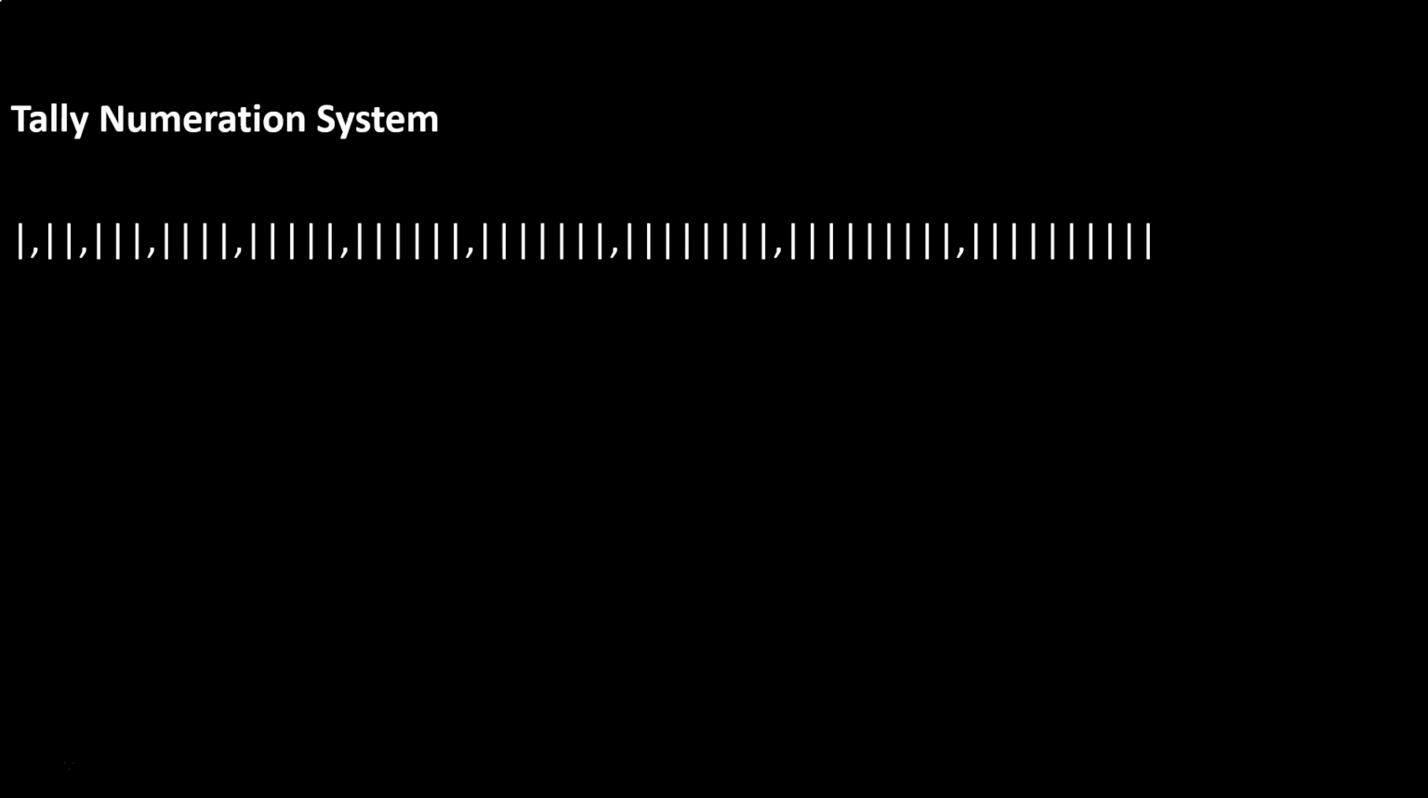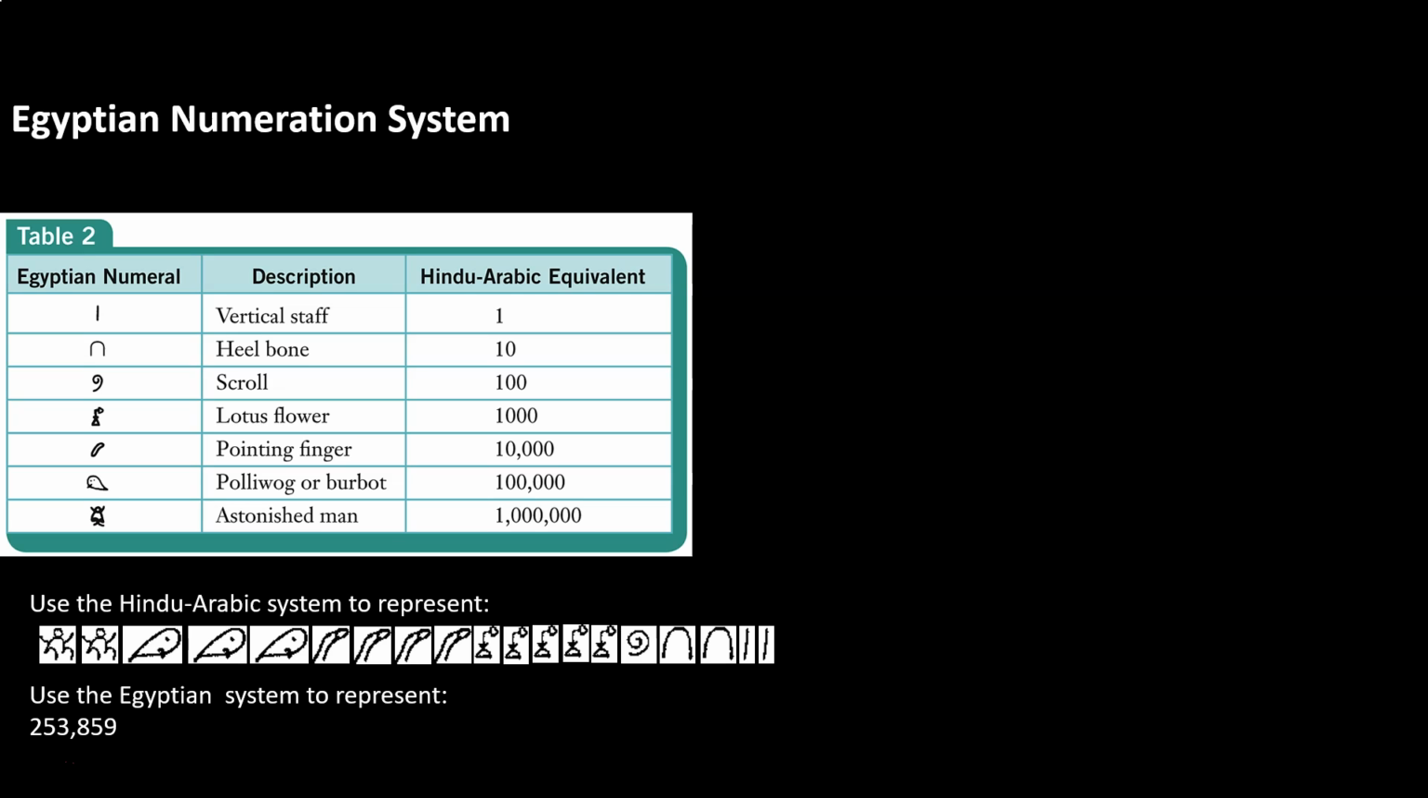Notice that there's no 0. We don't have a tally that represents 0. And something that's really annoying about the tally numeration system is if I wanted to represent the number 999, I would have to draw 999 individual tallies. There's not a shortcut to represent large numbers, so the tally numeration system is really cumbersome when it comes to large numbers.